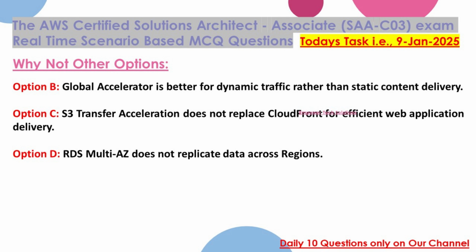Why not other options? Option B: Global Accelerator is better for dynamic traffic rather than static content delivery. Option C: S3 Transfer Acceleration does not replace CloudFront for efficient web application delivery. Option D: RDS Multi-AZ does not replicate data across regions.